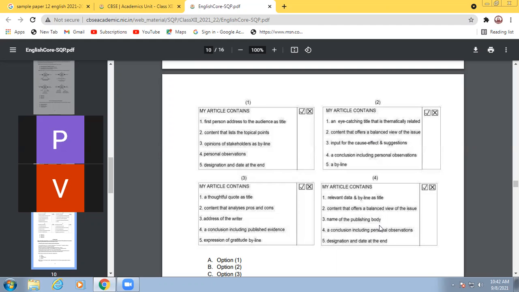Name of the publishing body. No, in the article we don't write the name of the publishing body, we have the name of the writer. Conclusion, concluding personal observation. So the fourth option is going to be wrong. And in the third option also there were mistakes like address of the writer. So the third and fourth options are going to be wrong, and in the first, the first person address was wrong. In the second, an eye-catching title is correct. Content that offers a balanced view of the issue. Okay. Input for the cause, effect, and suggestion, yes. And conclusion includes personal observations.